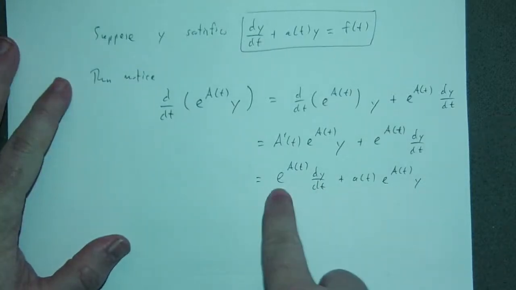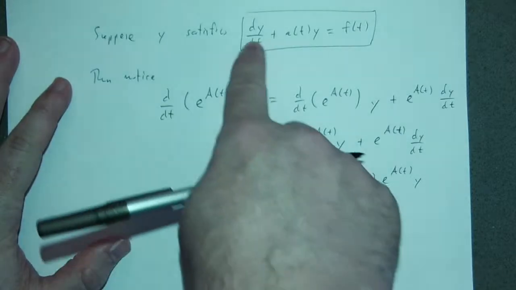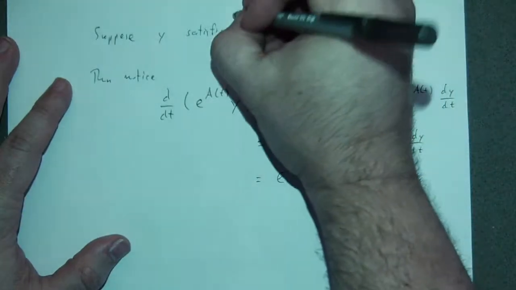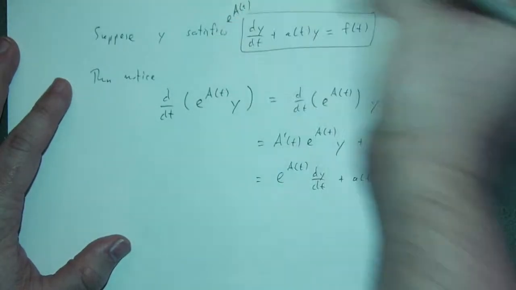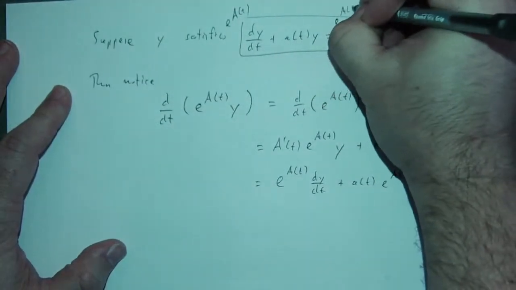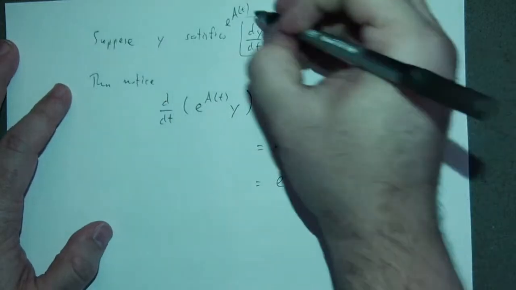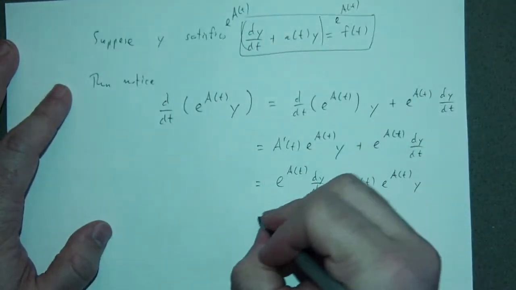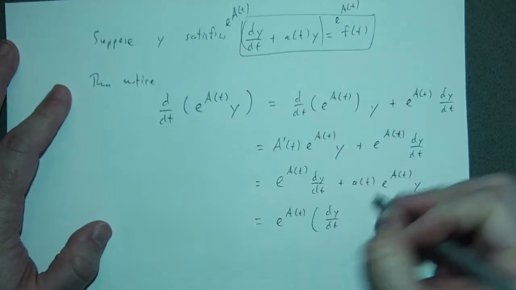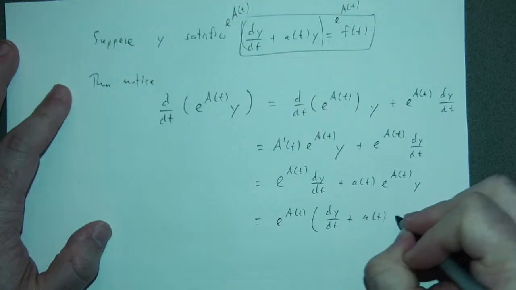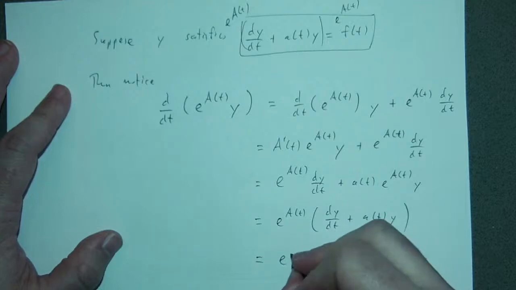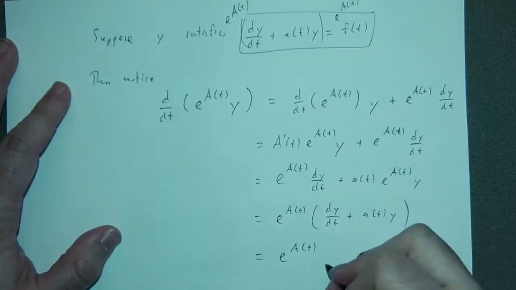Well, what is this? Well, this is just the left-hand side of this equation, except I've multiplied it by e to the big A of t. If I multiply the left-hand side by e to the big A of t, I have to multiply the right-hand side by e to the big A of t. And so e to the big A of t times this, which is what I have here, since y satisfies this equation everywhere, what is this? This is just e to the big A of t times f of t.